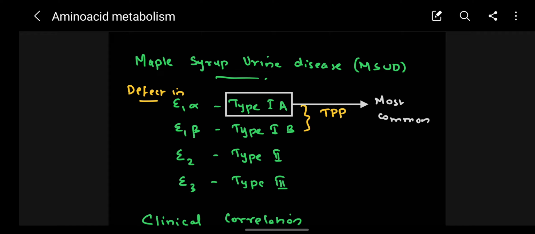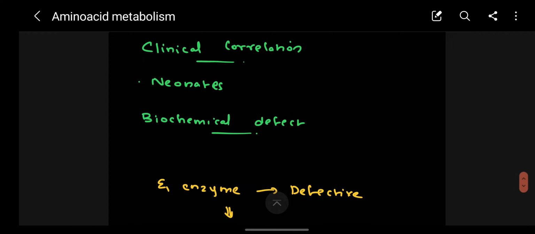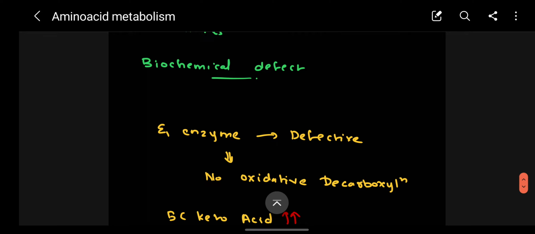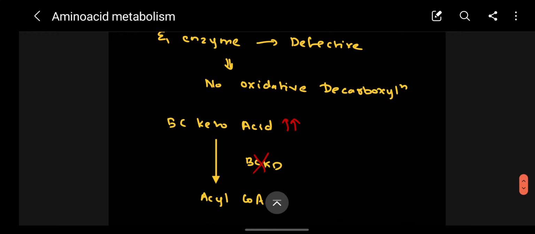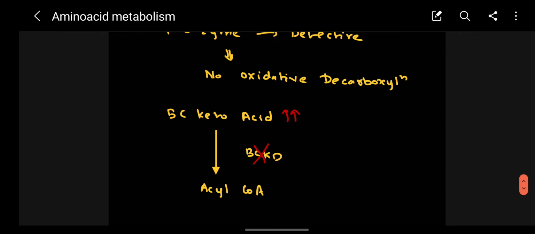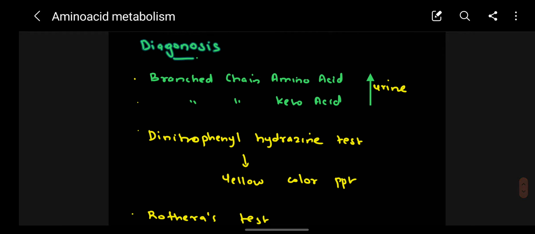Its clinical correlation is that it mostly occurs in neonates. So what is the biochemical defect? If the E1 enzyme is defective, there will be no oxidative decarboxylation, right? That is, the branched chain keto acids will accumulate. The reaction converting branched chain keto acid into acyl coenzyme A will not take place, because the branched chain keto acid dehydrogenase enzyme is defective, so the branched chain keto acid will accumulate.